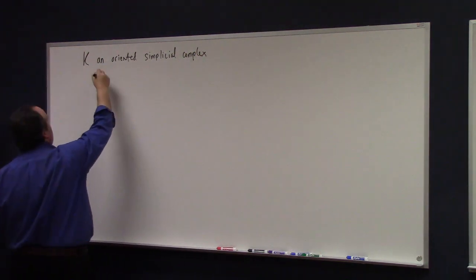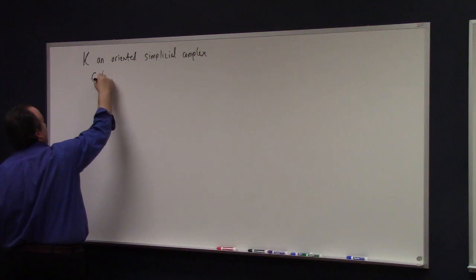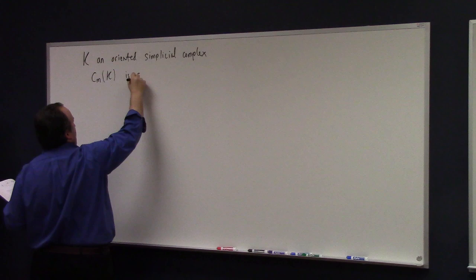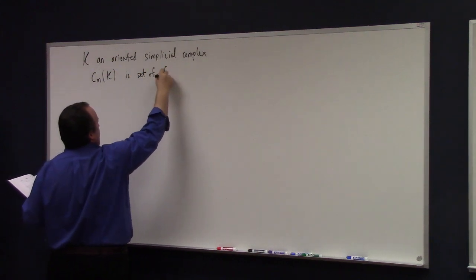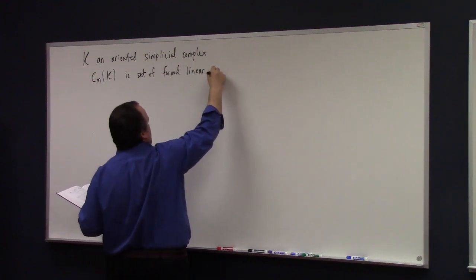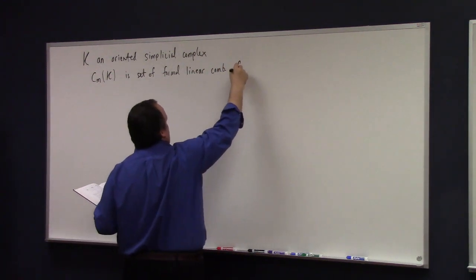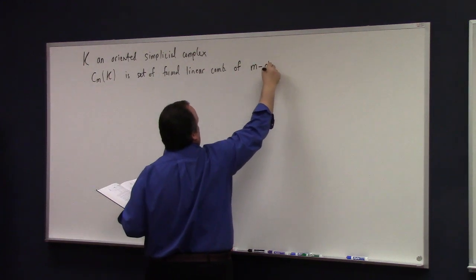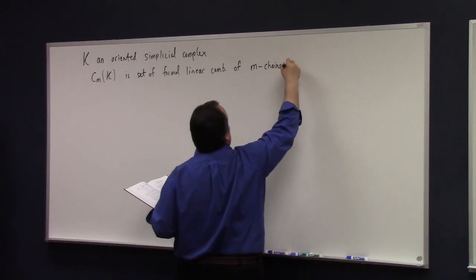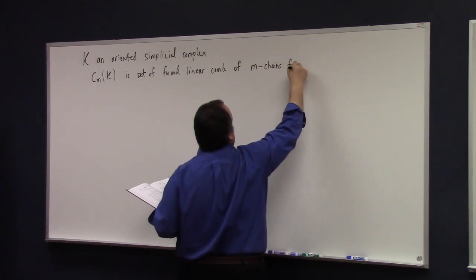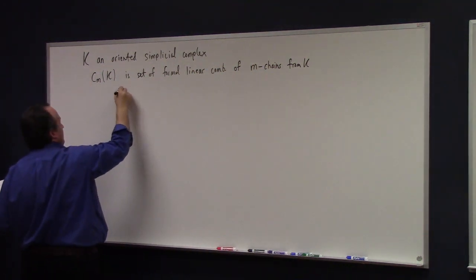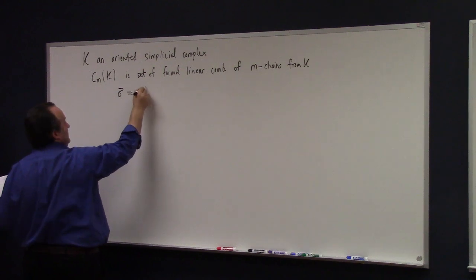Oriented simplicial complex. Then C_M(K) is the set of formal linear combinations of M chains from K. So what I mean by that is sigma bar looks something like a sum.